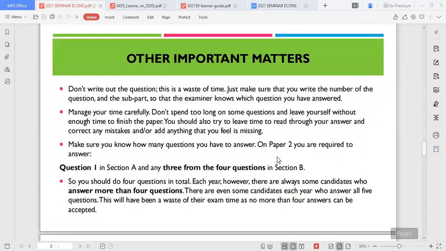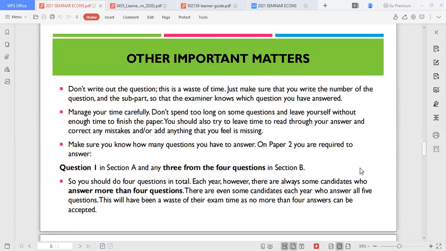Moving on, we are going to look into the other important methods. Don't write out the question. This is a waste of time. Just make sure that you write the number of the question and the subpart so that the examiner knows which question you have answered. Manage your time carefully. Don't spend too long on some questions and leave yourself without enough time to finish the paper. You should also try to leave time to read through your answer and correct any mistakes or add anything that you feel is missing. Very important.